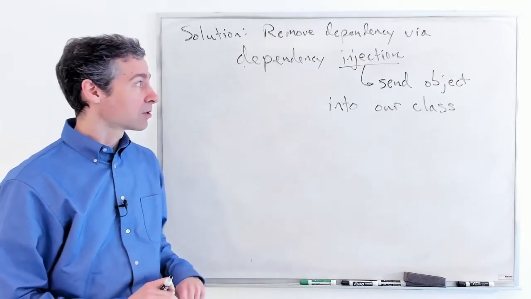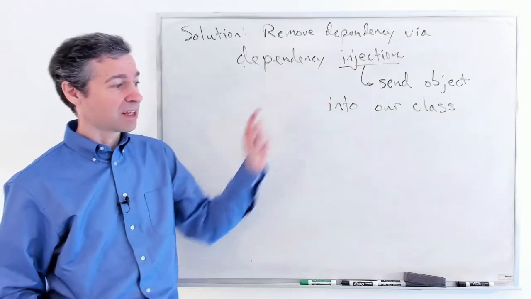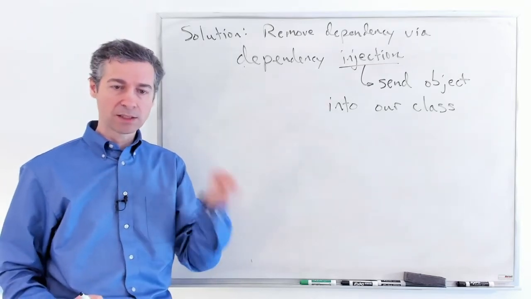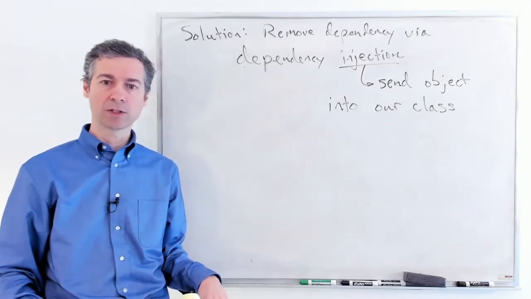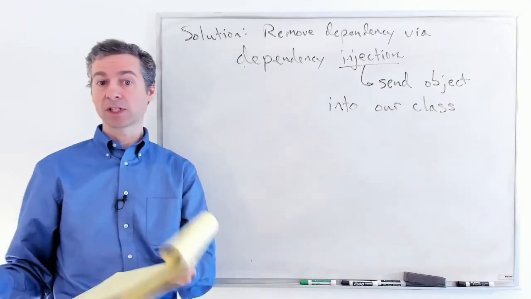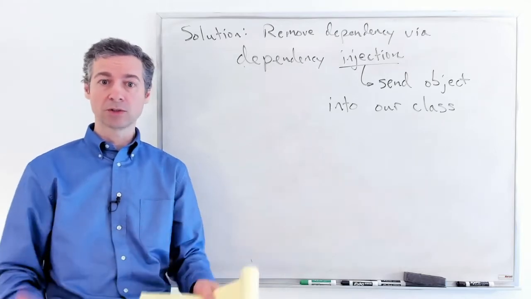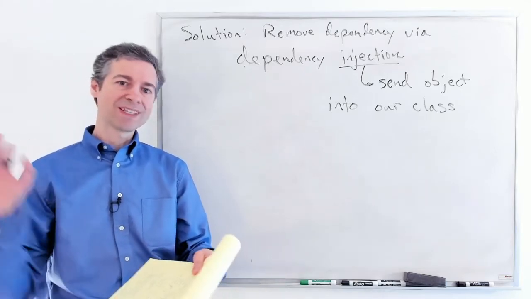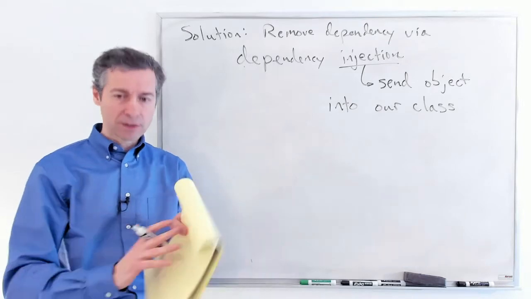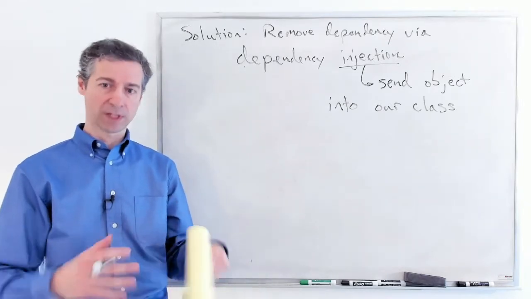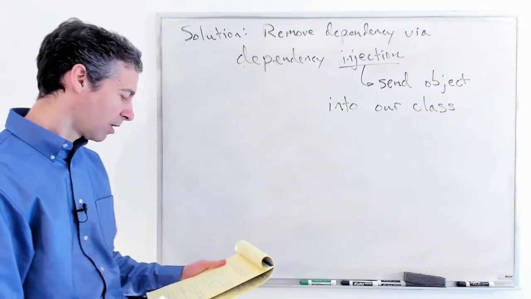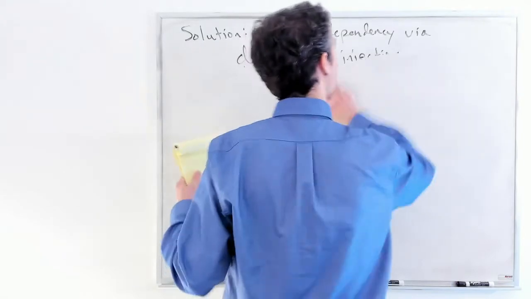So what we want to do instead of being dependent in that fashion is actually send in the objects that we want to use, and that will make it very clear what we're actually using. We inject it into the class rather than have it built in as part of the class. All right, so let's see what that would look like.